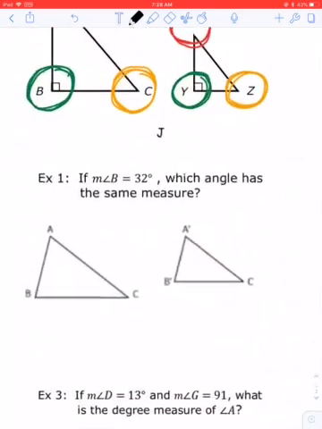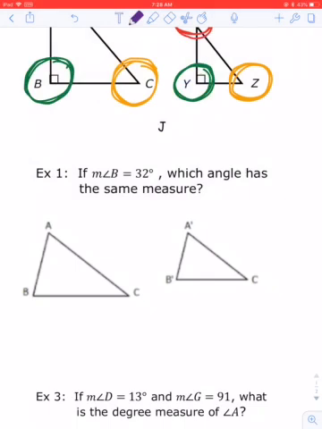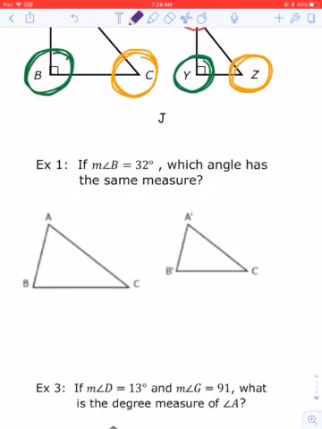So let's look at example 1. If the measure of angle B is 32 degrees, which angle has the same measure? So these two figures are similar, so their corresponding angles are congruent. And it's even nicer because of the way they labeled it. So here we have angle B, and we know its measure, and its corresponding angle would be this one. So angle B1 would have the same measure because they are the corresponding angles.